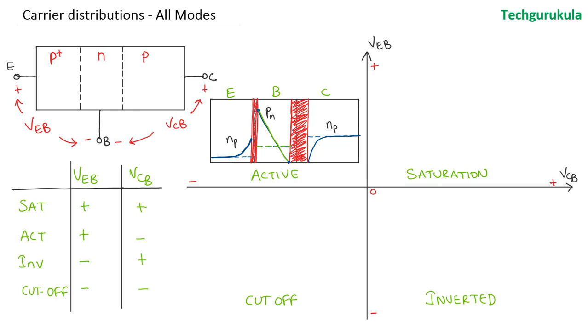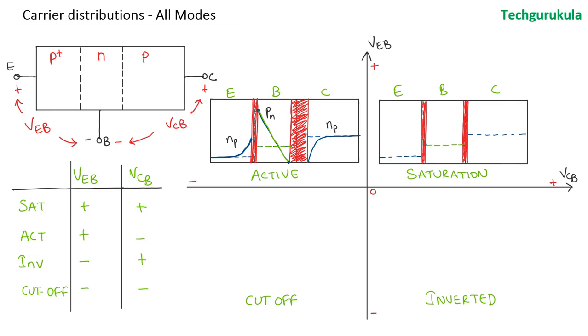Now coming to the saturation region, both the junctions are forward biased, hence the depletion widths would be small at both the junctions. Equilibrium minority carrier concentrations would be like this with the dotted line shown here, and under bias condition we would have the carrier concentration in the emitter similar to that of active. In the collector region, as this junction is forward biased, there would be a higher concentration of electrons at the junction, and as they go deep into the collector they recombine, hence the carrier concentration would decrease.